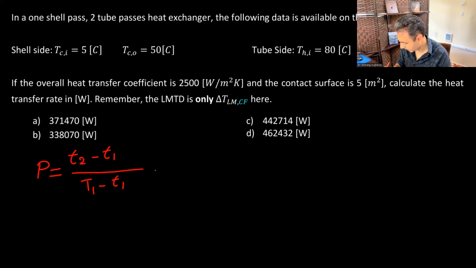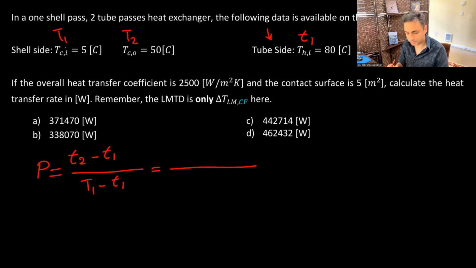Let's see what these values are. Lowercase t2 is the outlet on the tube side. Which side is the tube side? This is the hot side. The hot fluid is on the tube side, so the fluid that is coming out is T2. So this has to be our lowercase t2, this has to be our lowercase t1, this has to be our capital T2, and this has to be our capital T1. Now we know what we're doing.